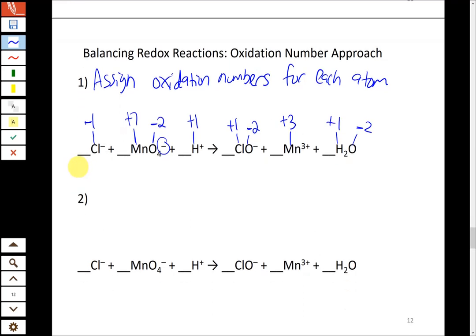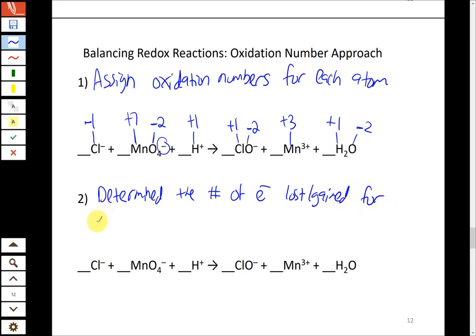From there, what we have to do is determine the number of electrons that are lost and gained for everything that changes the oxidation number. So we're going to determine the number of electrons lost or gained for each atom that changes its oxidation number. Now, how do we do that? That's going to be based on the difference in their oxidation number from the reactants to the product side.